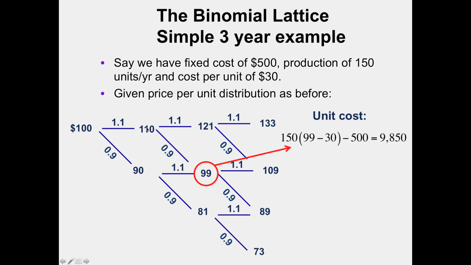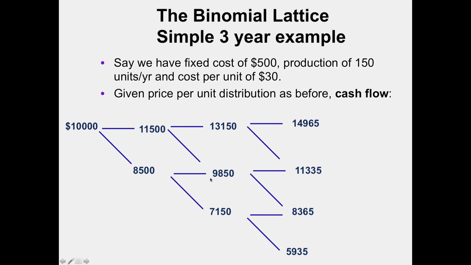So I can calculate a set of cash flows for a given tree, and then apply the discount rate to them to get present values and all that stuff. And I'm going to show you that in our garage case example.